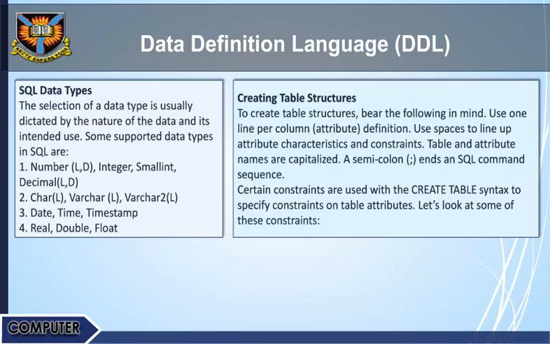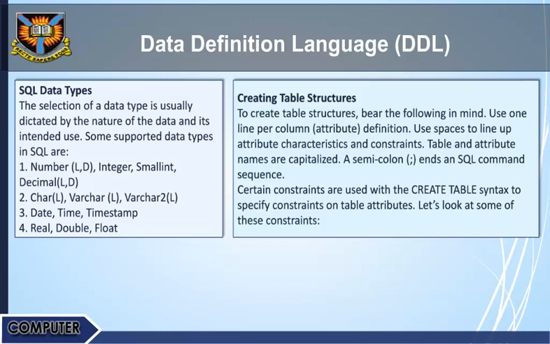Creating table structures. To create table structures, bear the following in mind. Use one line per column attribute definition. Use spaces to line up attribute characteristics and constraints. Table and attribute names are capitalized. A semicolon ends an SQL command sequence.